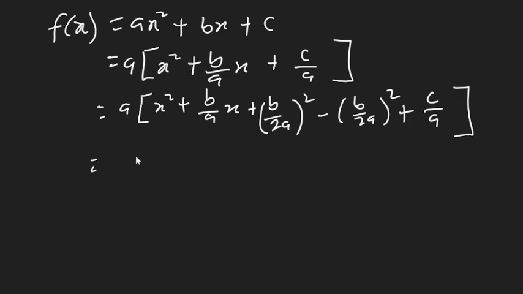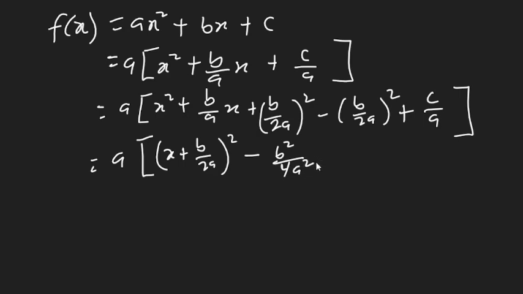This gives us a times x plus b on 2a all squared, minus, let's expand the square, which is b squared on 2 squared is 4 and a squared is a squared, plus c on a.